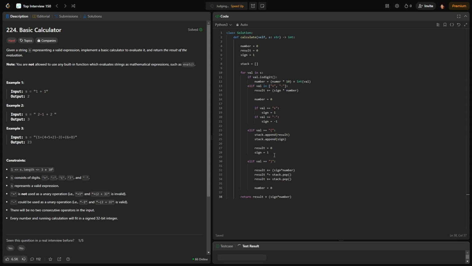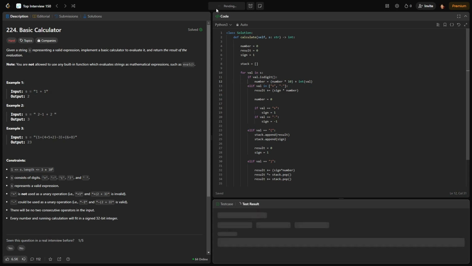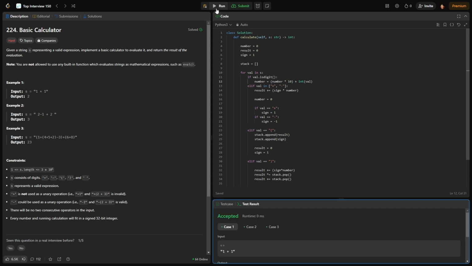I hope there aren't any spelling errors. We're getting one runtime error. Let us see what the issue is. It says number is not defined. Okay, I made a spelling error. Let me run it again. As you can see, the public test cases are passing right now. Let me submit the code.